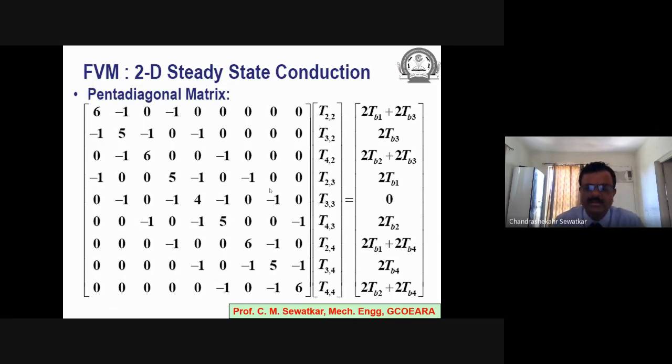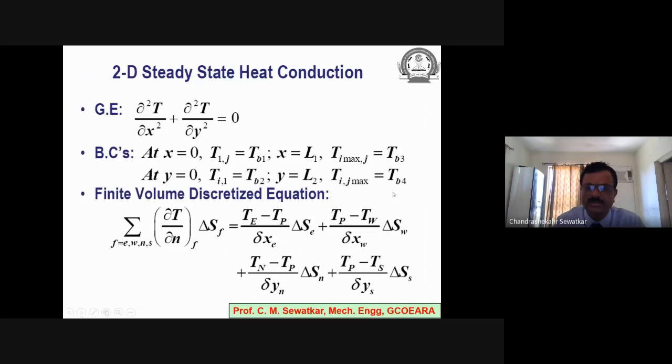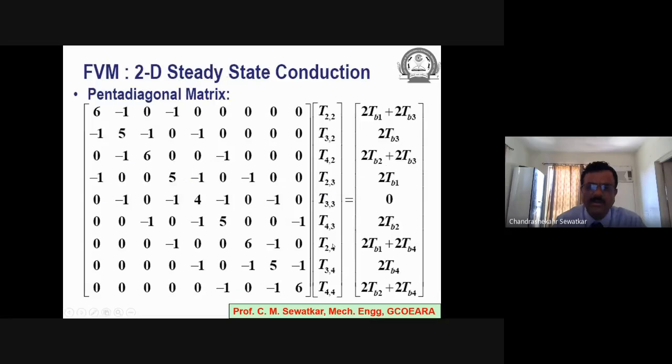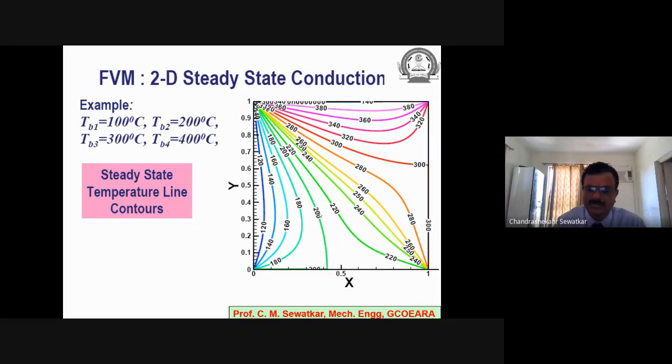For each cell center, if I write down these equations in the matrix form, what I obtain is a pentadiagonal matrix. This is the matrix of coefficients, this is the matrix of variables, and this is the matrix of boundary conditions I can write down. And this matrix can then be solved using the Gauss-Seidel method, or maybe the Gauss-Jordan method, and so forth.